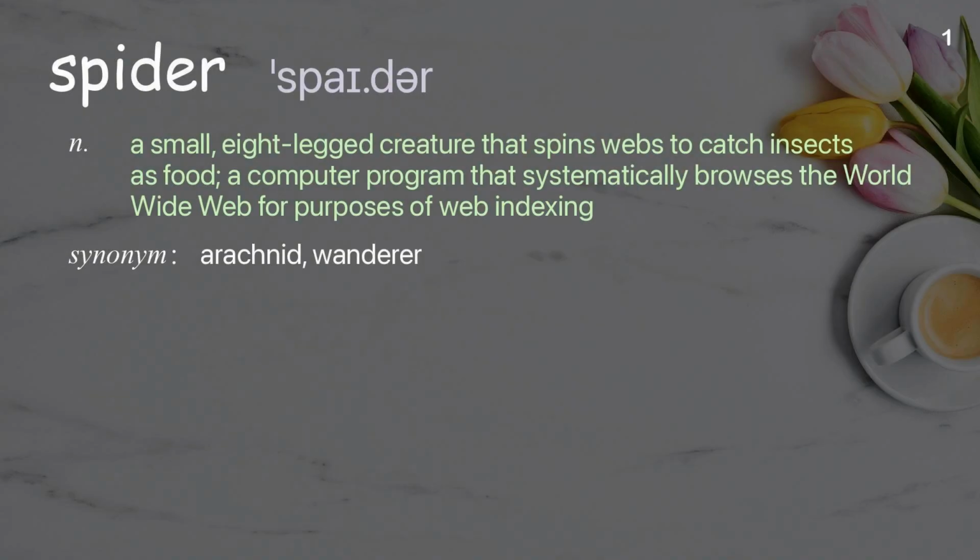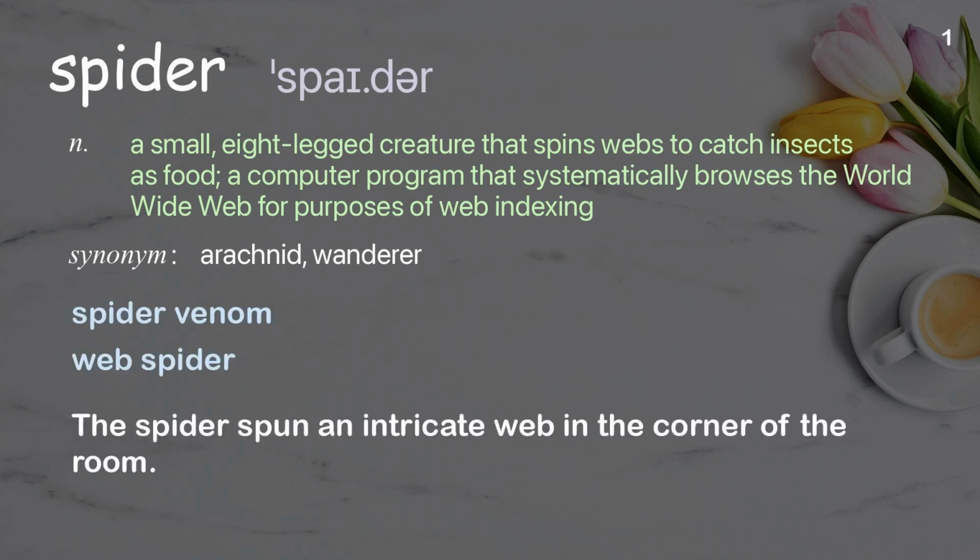Spider. A small, eight-legged creature that spins webs to catch insects as food. A computer program that systematically browses the World Wide Web for purposes of web indexing. Examples: Spider venom. Web spider. The spider spun an intricate web in the corner of the room.